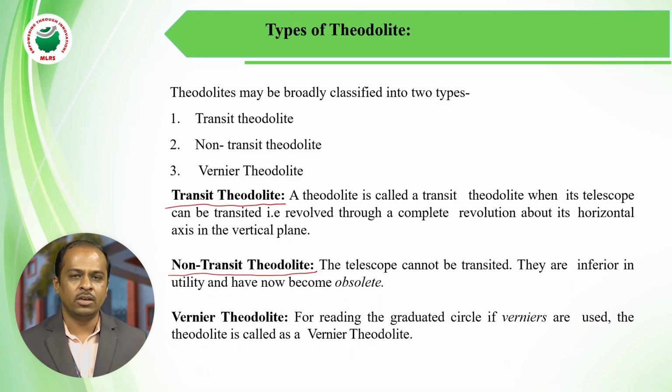Depending upon the reading arrangement, we can classify into vernier theodolite and non-vernier theodolite. In a vernier theodolite, while taking the measurement, we can measure the angle with an accuracy of 20 seconds. That is possible with the help of an arrangement called a vernier scale. If the theodolite has that arrangement, we call it a vernier theodolite. So: transit theodolite, non-transit theodolite and vernier theodolite.